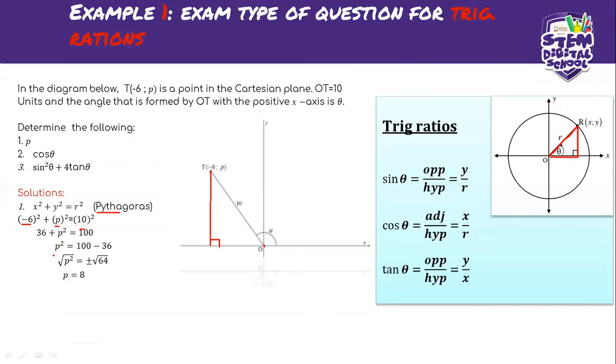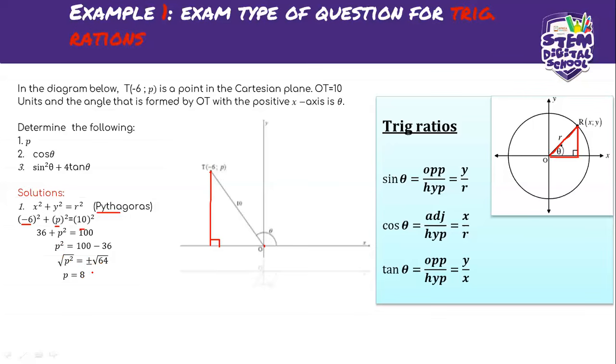Now remember, we are not calculating P squared. We are in need of P. So we have to get rid of this exponent 2. So in the second from the last step, we are going to put square root on both sides. Once you put a square root on both sides, don't forget to put plus or minus. Now our answer is going to be P equals 8.